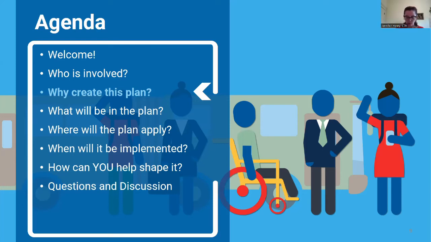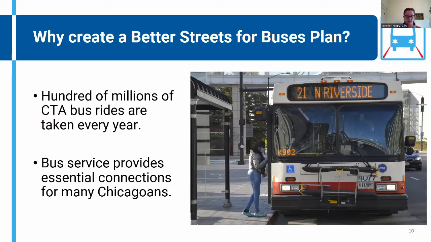Now we'd like to share more about why we're working to develop a Better Streets for Buses plan. Buses are important in Chicago for a number of reasons. For one thing, many people use them. In 2019, the last full year before the pandemic, CTA buses provided more than 237 million rides. In 2020, when the pandemic led to dramatic decreases in ridership, CTA buses still provided more than 121 million rides, including commutes for many essential workers and essential trips for things like medical appointments and grocery shopping for those who did not have other options for getting around.